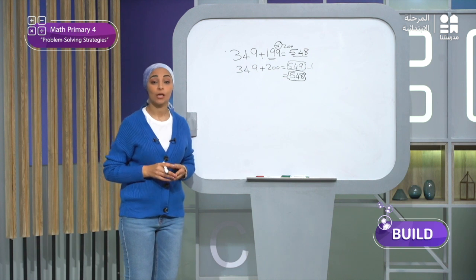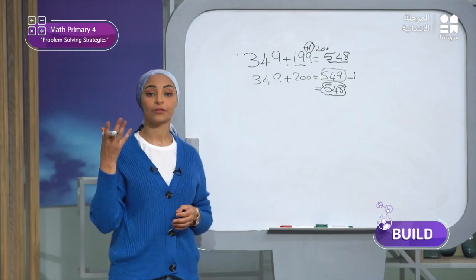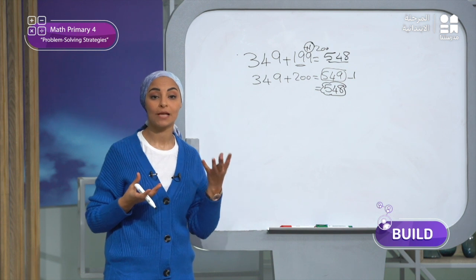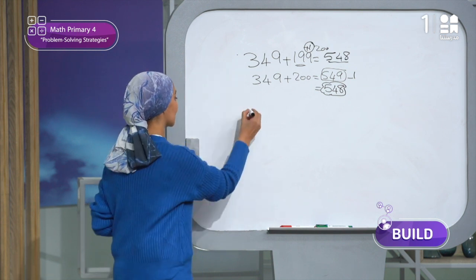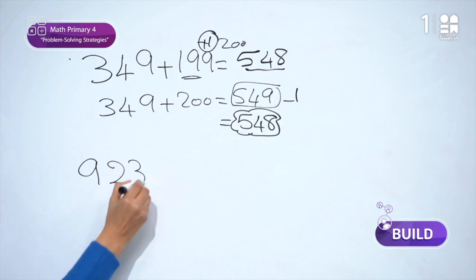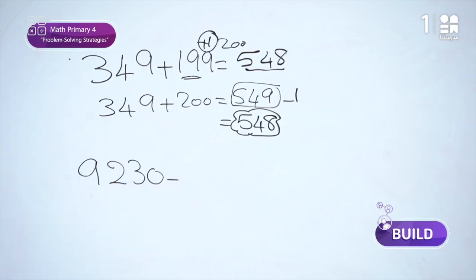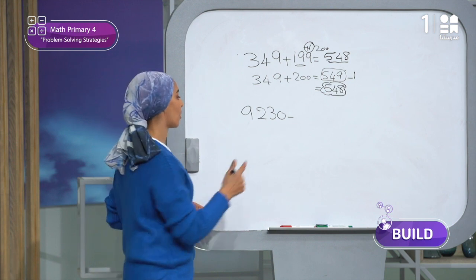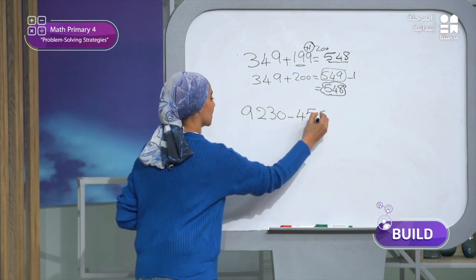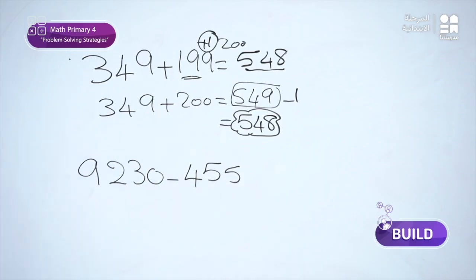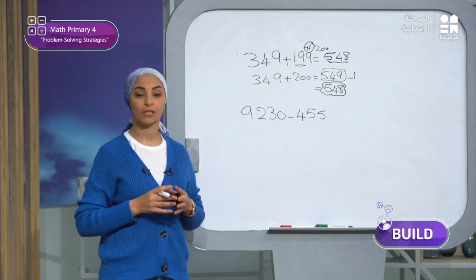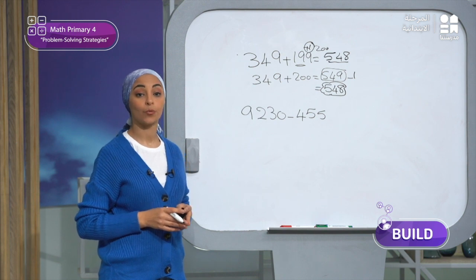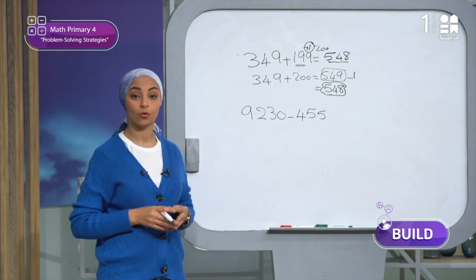I want here to subtract 455 from 9,230. Let's write it all together. So I have here 9,230 minus what? Minus 455. Like you see here, this is problem number 2. Let's solve it using the subtraction with regrouping strategy. So I will write the problem under each other, or vertically.